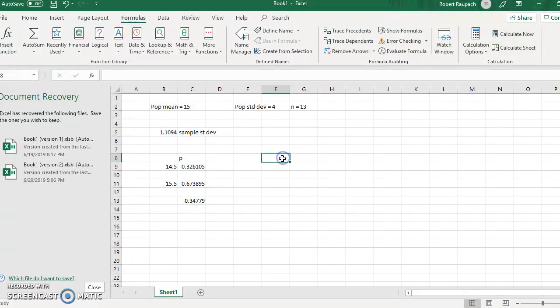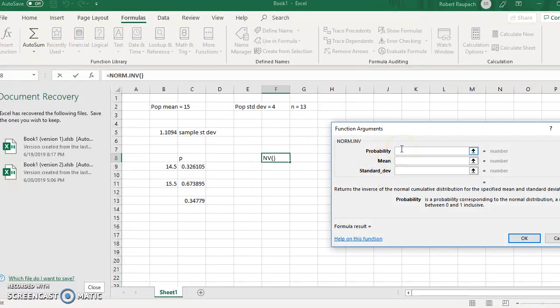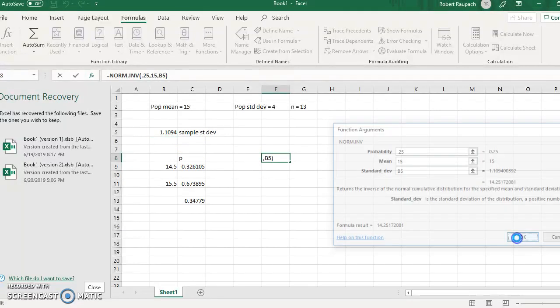So now I go over here, and this time I'm going to use norm inverse to find the x value, since I'm already given the probability value. So no formulas, more functions, statistical, norm inverse. There we go, norm inverse right here. Okay, so now the probability, the first quartile was 0.25, so I put in 0.25 here, and then here's our mean, 15, and then grab our new standard deviation right here. Again, let the computer do the work for you.